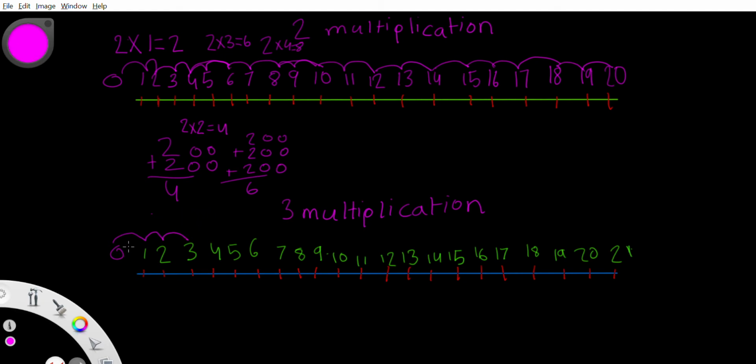So let me do this again. We go 1, 2, 3, and that's where we stop. 3 times 1 equals 3, because there's only one 3 and that equals 3. After we got that 3, we would add 1, 2, 3, and we got 6. So 3 times 2 equals 6. Every time you can clarify if your answer is going to be right.